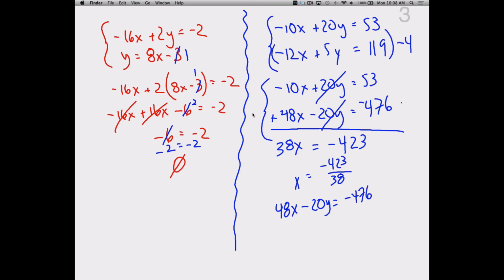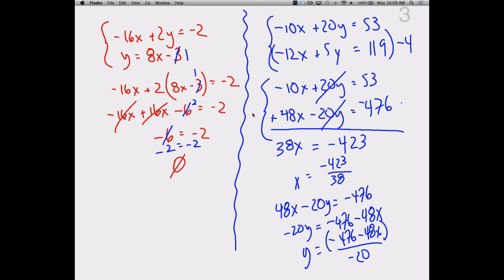I'm going to do a little bit of algebra before I use the calculator, and I'm going to solve for y. So negative 20y is equal to negative 476 minus 48x. And then I'm going to divide by negative 20. So y is equal to negative 476 minus 48x divided by negative 20. One thing to remember is you're going to want parentheses there. Type this into your calculator exactly as it appears. So parentheses, negative 476 minus 48x. Use the X button again. Close parentheses, divided by negative 20. Enter.